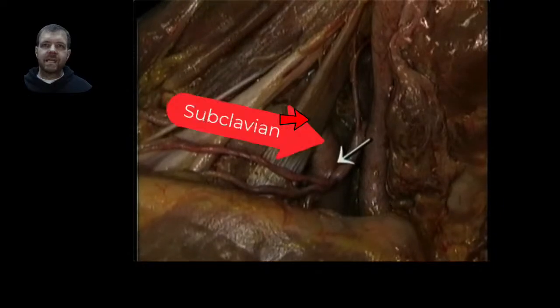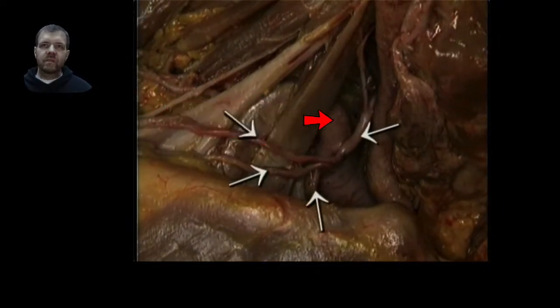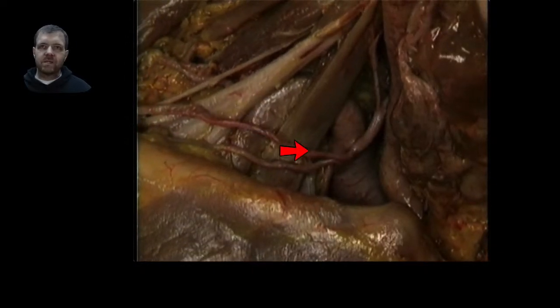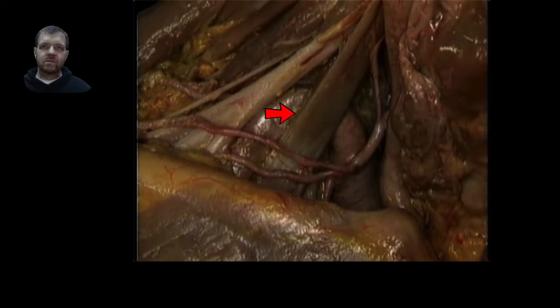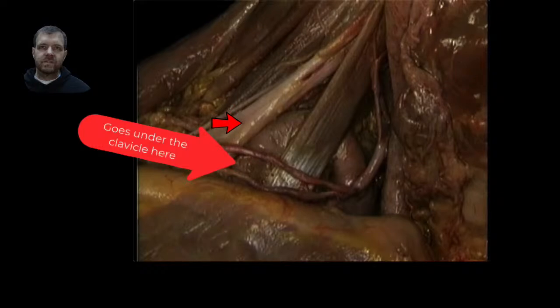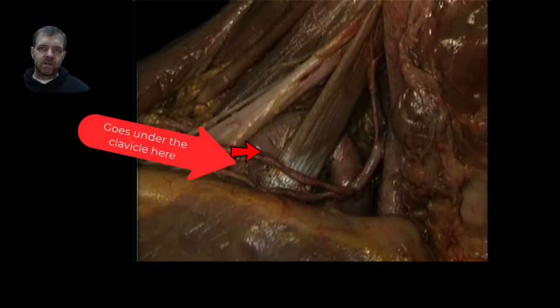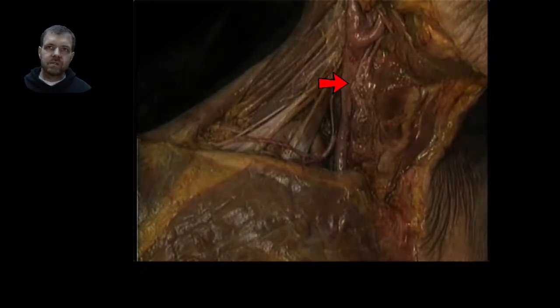So anterior scalene just here. There's your subclavian. We've got some more vessels coming off that as well here. We'll have a look at those in a sec. So there's your anterior scalene muscle. There's the subclavian artery just there. There's the nerves. Okay, so that goes underneath the clavicle, underneath your collarbone. There's your carotid just there.